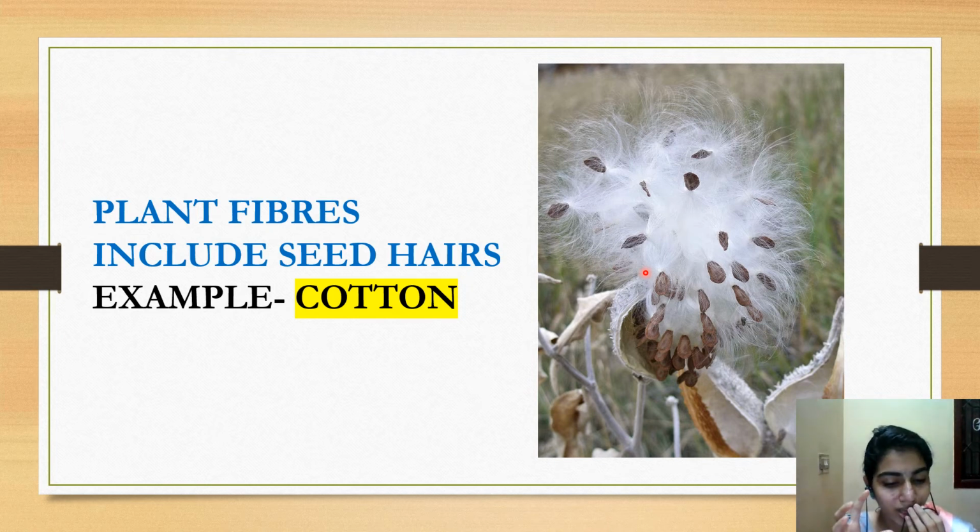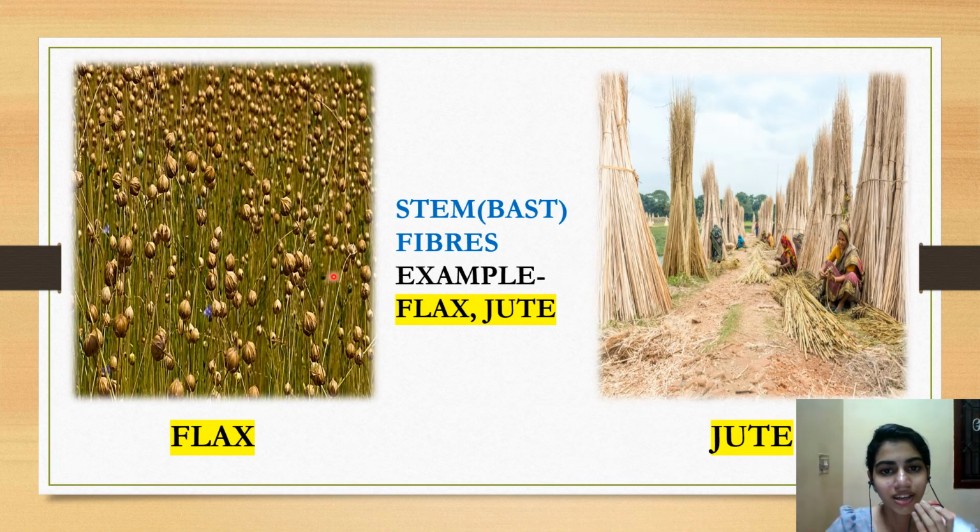So it is a soft fiber which grows around the seeds of the cotton plant here, and most of the fabric are made using this only, cotton. So it has excellent absorbing capacities and it is very comfortable to wear also, right? Yes. So plant fibers including seed hairs, example is cotton. Next is stem fibers or the bast fibers. So these are groups of long thick walled fiber cells which is obtained from the stem of the plants. Okay, so example you can see here flax and jute also.